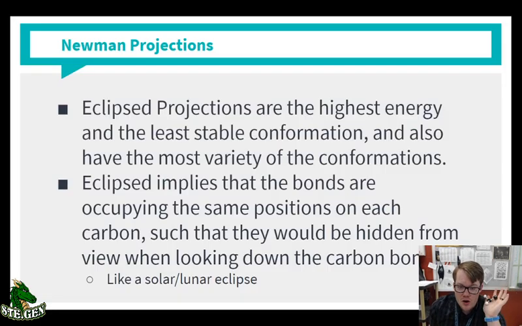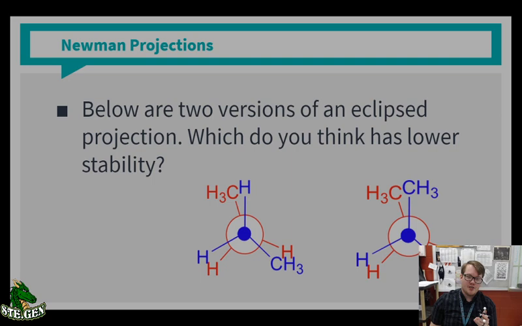Eclipsed projections are when, instead of having them like this, you notice that I've always had them making this 6, you can see all 6 of the bonds. If we instead angle it so that they are completely overlapping each other, I have both of the bonds right here, both of the bonds right here, both of the bonds right here. These are the highest energy and the least stable conformations, and they also have the most strain. Eclipsed means that they're occupying the same position on that circle that you've been drawing here. So again, if I hold it, they're all overlapping each other. This is the worst and the least stable configuration you can have.